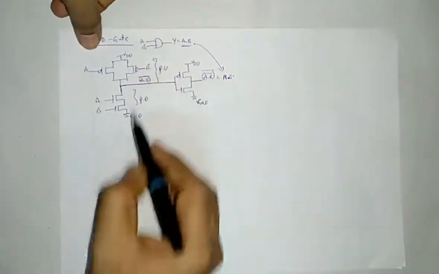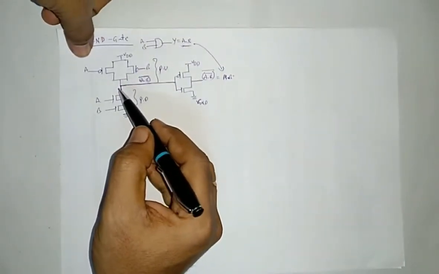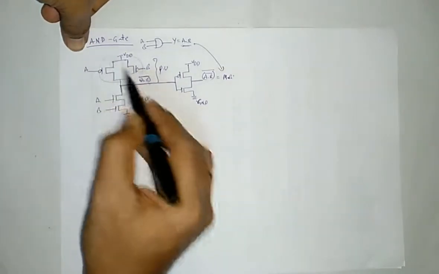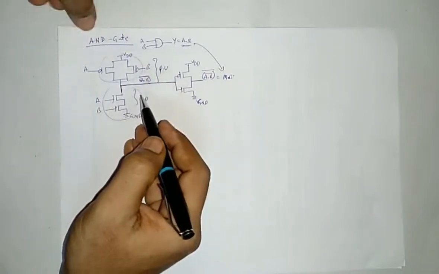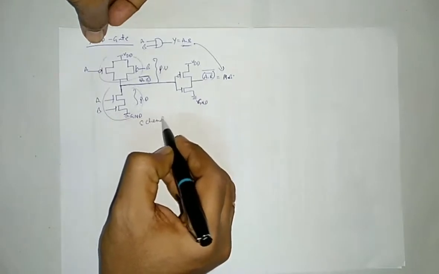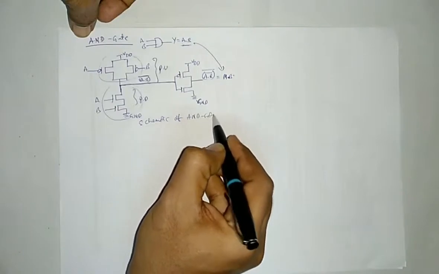So here I have directly drawn, instead of drawing separate pull-up network and pull-down network. Pull-up network is this one, pull-down network is this one. Just club those two and draw in one schematic diagram. So this is the schematic of the AND gate.